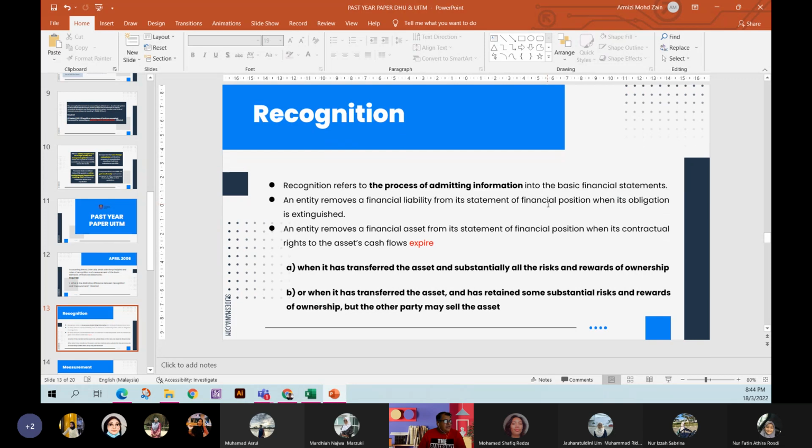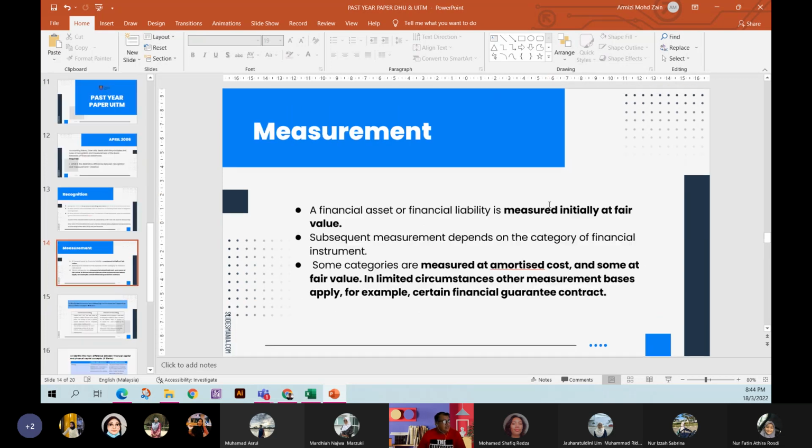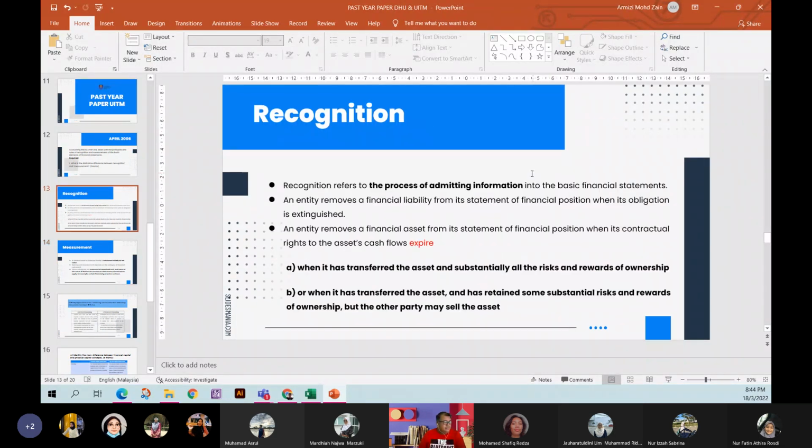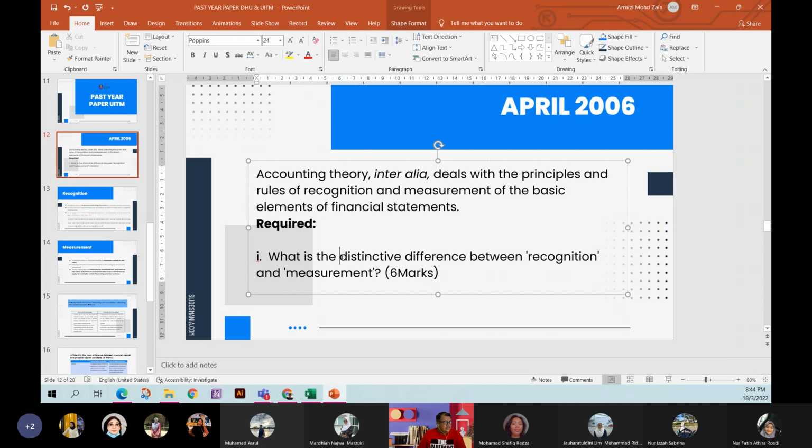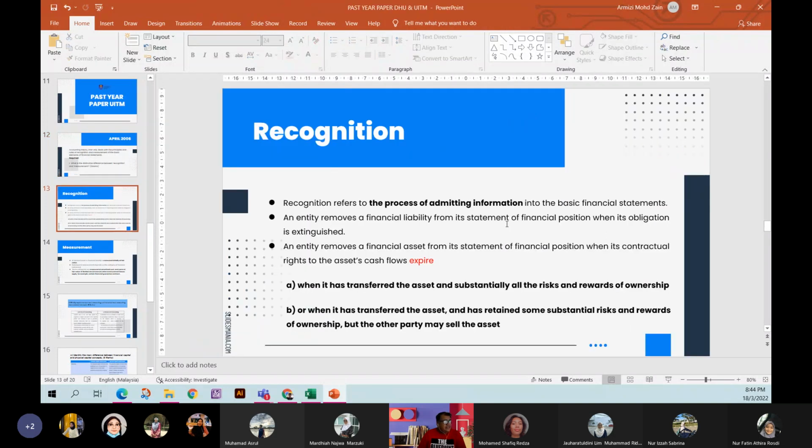Recognition refer to the process of admitting information into the basic financial statement. Whereas measurement dia apa pula? Ni you asingkan. So kat mana ada difference tu? Sebab bila you sebut pasal difference kat sini, distinctive, what is the distinctive difference? You kena compare lah, comparison. Dekat sini kata macam ni, point dekat sini contohnya dia kata process of admitting information. Kalau recognition macam mana? Kalau measurement macam mana?